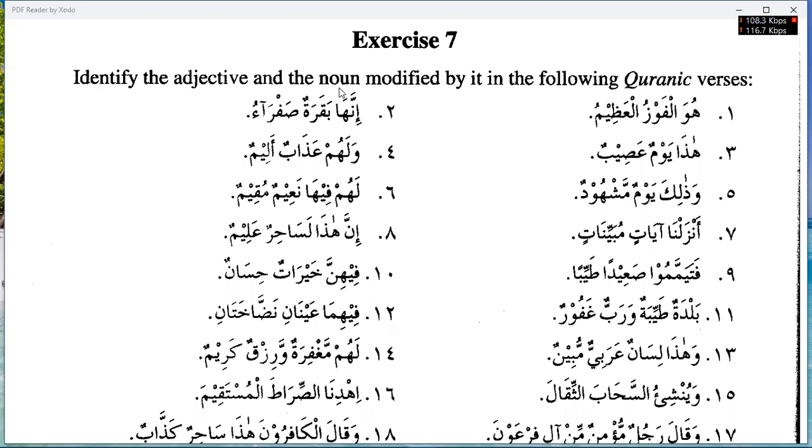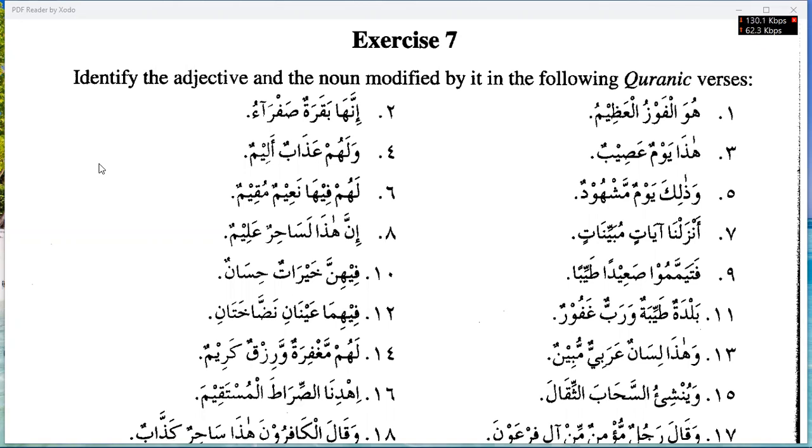Next. Walahum azabun alim. Azab is Manut. Alim is Naat. Okay. Wadalika yawmun mashhud. Yawmun is Manut, mashhud is Naat. Next student. Lahum fiha. Miss Rizwana, next.